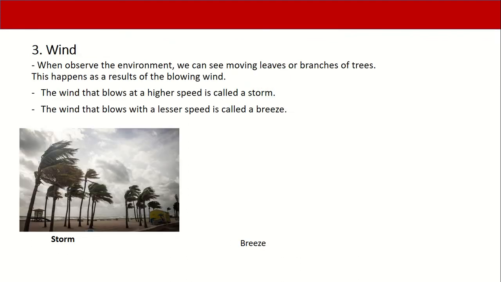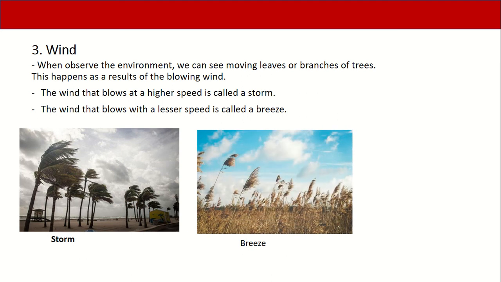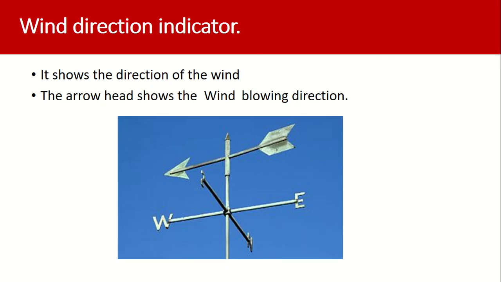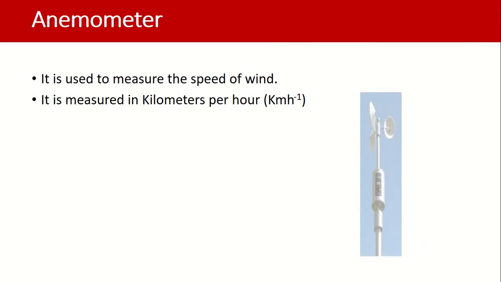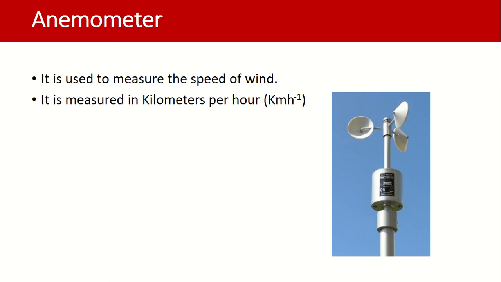Wind. When we observe the environment, we can see moving leaves or branches of trees. This happens as a result of the blowing wind. When the wind blows at a higher speed, it is called a storm. The wind that blows at a lesser speed is called a breeze. To measure the wind speed and to show the wind blowing direction, there are two equipment we use. Wind direction indicator: it shows the direction of the wind. The arrowheads show the wind blowing direction. Anemometer: it is used to measure the speed of wind. It is measured in kilometers per hour.